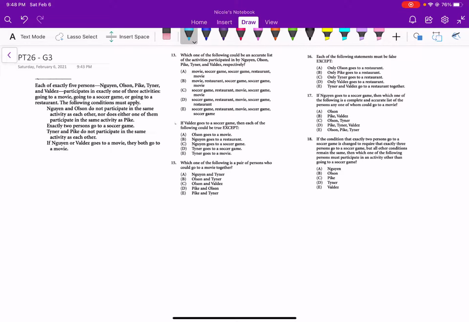Right, practice test 26, game 3. Each of exactly 5 persons, N, O, P, T, and V, participate in exactly one of 3 activities. All right, so I'm going to write those down. So we have N, O, P, T, and V.